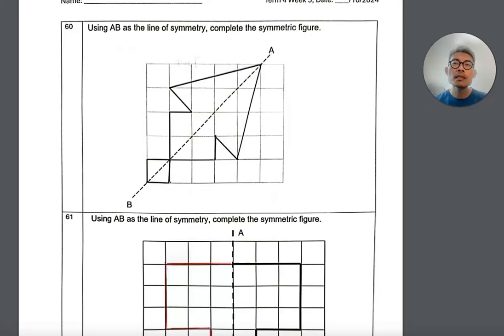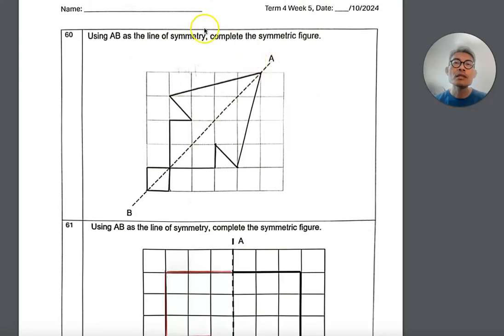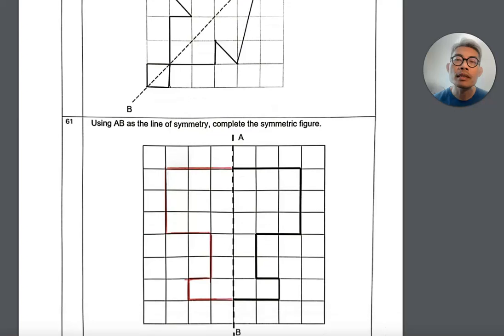Now, line of symmetry, complete the symmetric figure. So we are given AB as the line of symmetry. So if this is a line of symmetry, I draw in my shape to make sure it exactly cuts it into half. So you see whatever is on this side must be identical to what's on the other side of the line AB. See that? You may have to tilt your head to the right a bit to see this. Looks like a cuttlefish. Sotong, right?